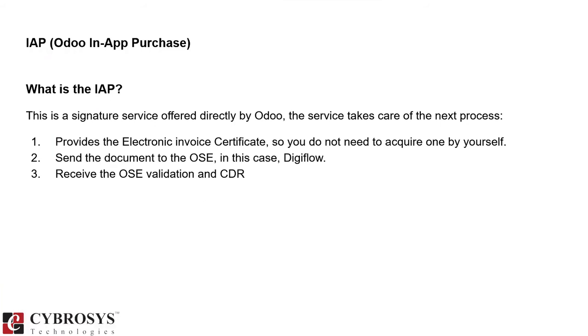So what is actually IAP? This is a signature service offered by Odoo, and the services provided include the electronic invoice certificate, so you do not need to acquire one by yourself. Then you can send documents to the OSE, in this case DigiFlow. Then we can receive the OSE validation and CDR.